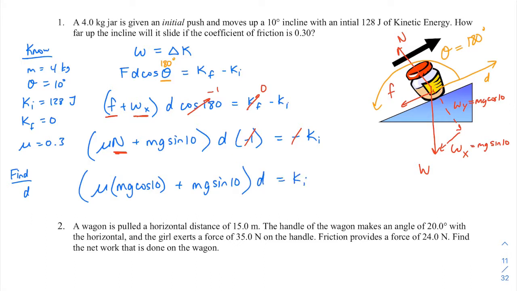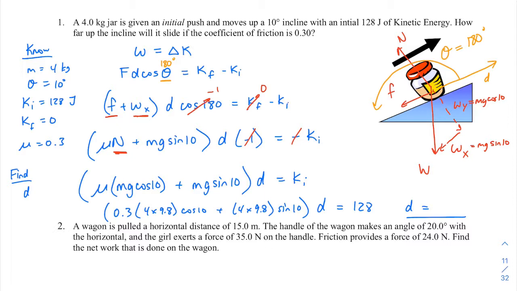At this point, you should be able to plug your values in and solve for the distance. So I'd have 0.3 times my mass of 4 times 9.8 times cosine of 10, plus 4 times 9.8 times sine of 10, times distance, is equal to 128. You should be able to solve for the distance. Get out your handy dandy calculator. I am not going to calculate that out for you. You're going to put an answer down there. You can confer with a teammate nearby. I will go over that answer in class tomorrow or the next time I see you.